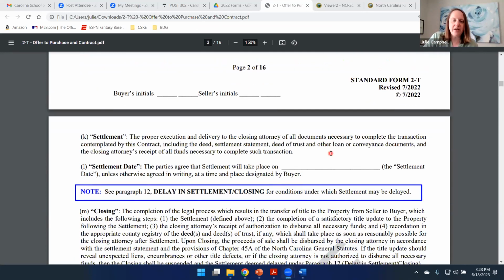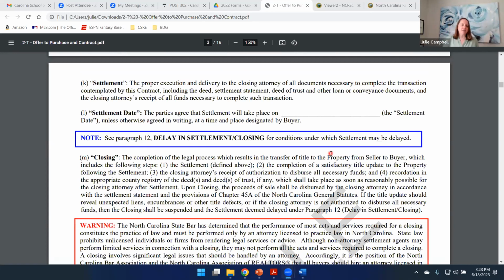So utilize what you got. Moving right along, page 3, we're going to talk about that difference in settlement and closing. We're going to define settlement. We're going to define closing.